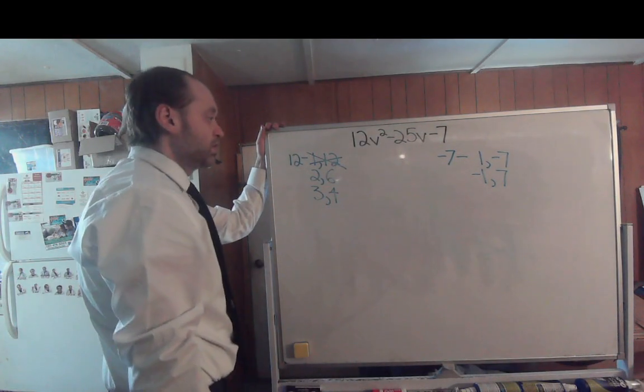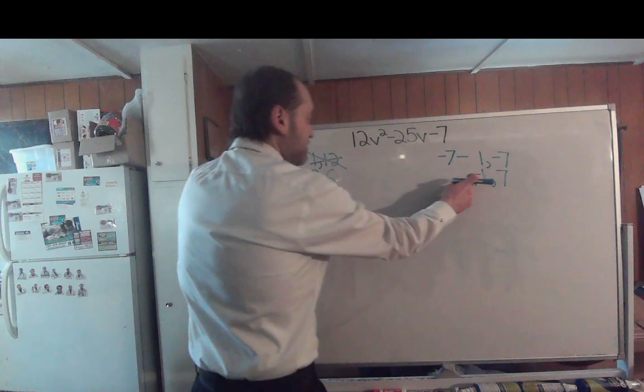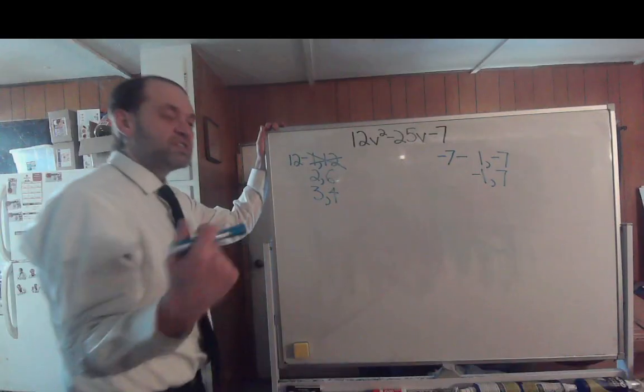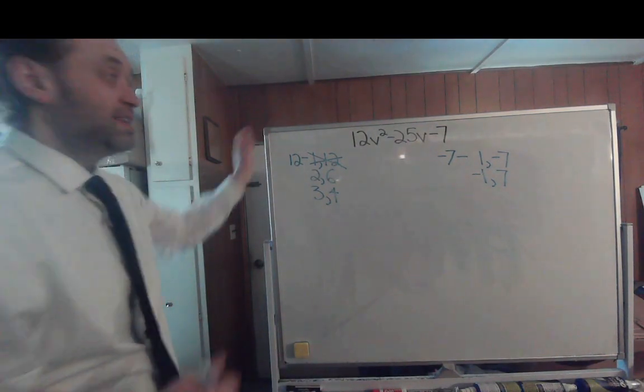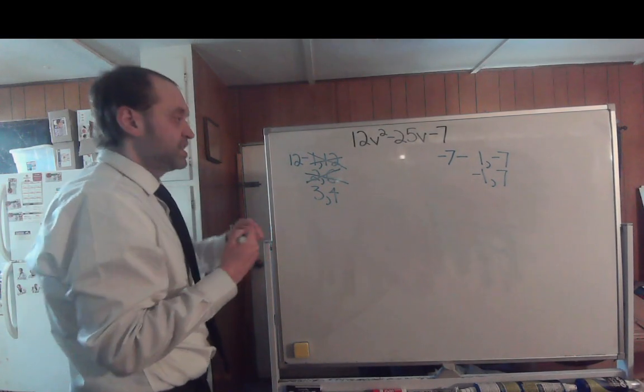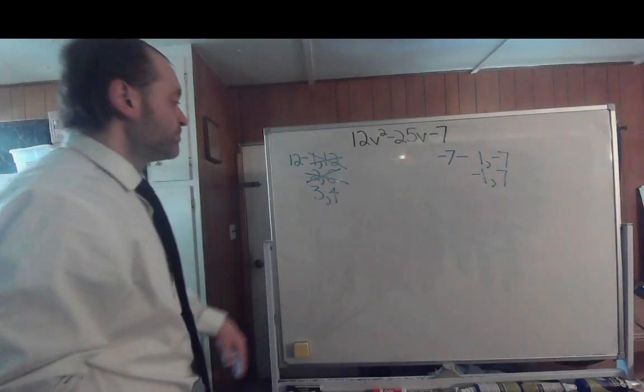That still doesn't work. 6 times negative 1 is negative 6, plus 2 times 7 is 14. Negative 6 plus 14 is positive 8. That doesn't work. So 2 and 6 are out the window. That just leaves 3 and 4 here.